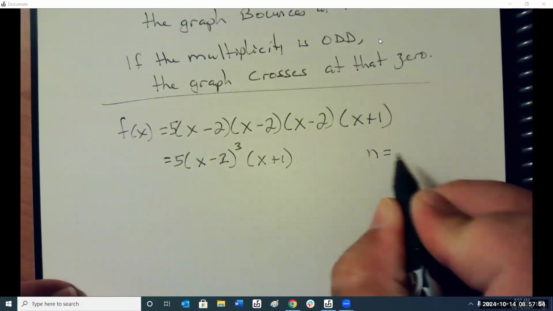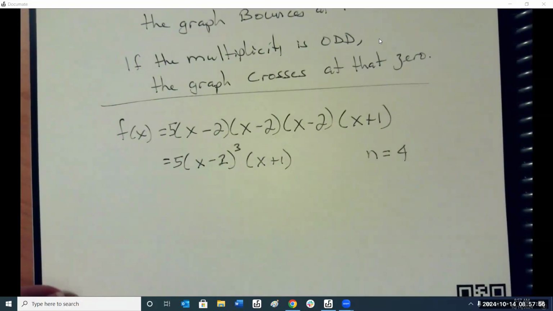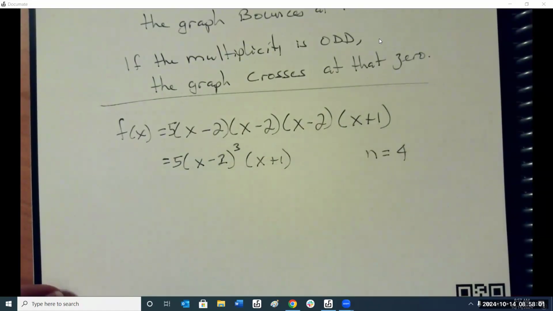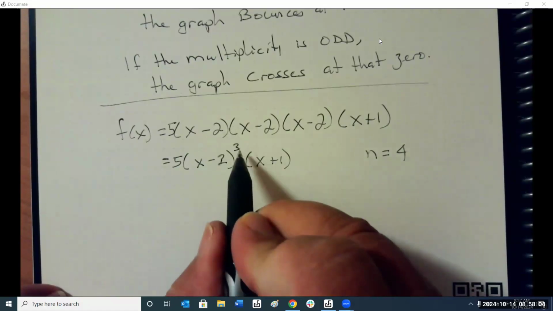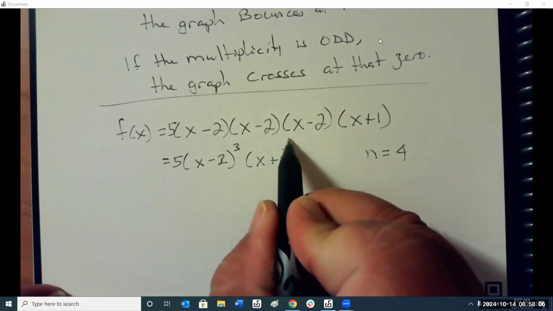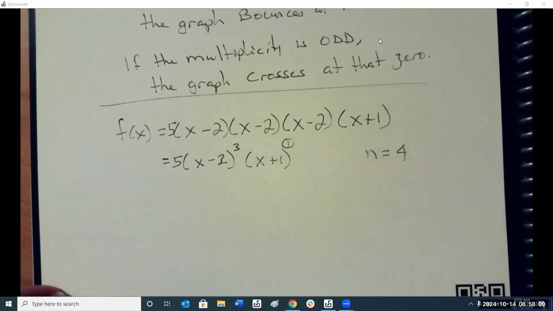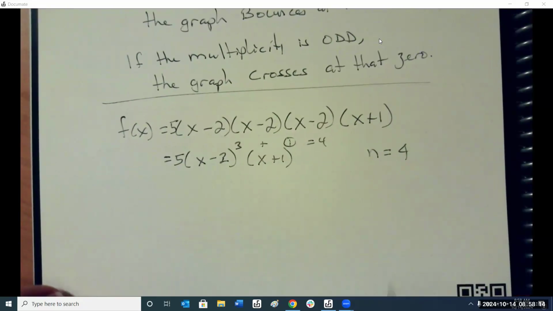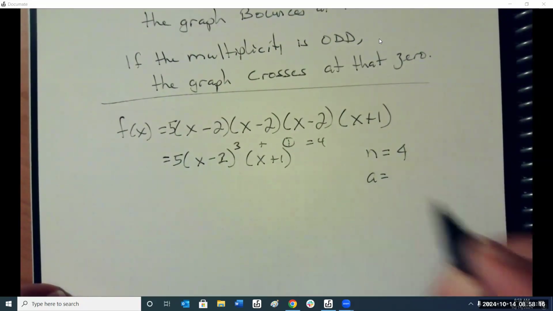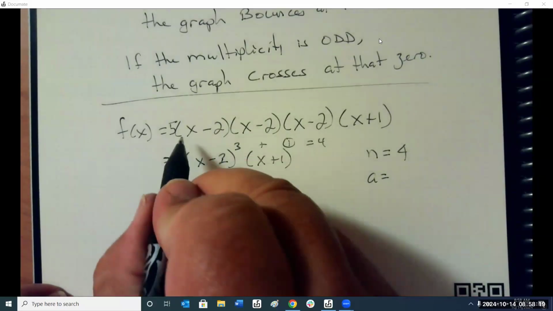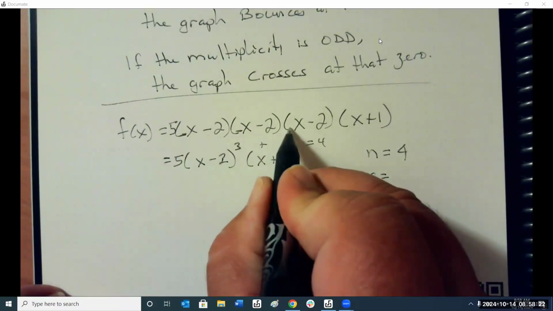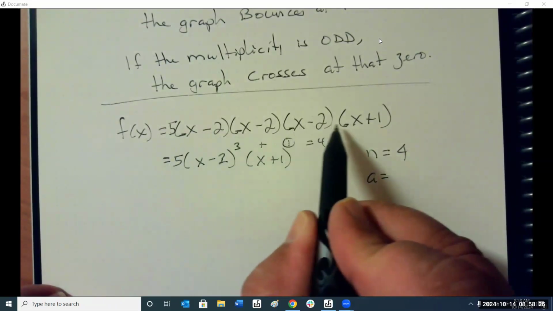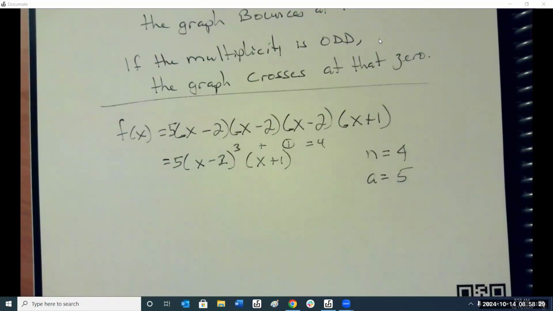The n equals 4. Well, we know it equals 4 because we have 1, 2, 3, 4 solutions. But notice how we have 3, and there's nothing written there. There's an invisible 1. So 3 plus 1 equals 4. A is found the same way. Look at all the coefficients. 5 times 1 times 1 times 1 times 1 is 5.